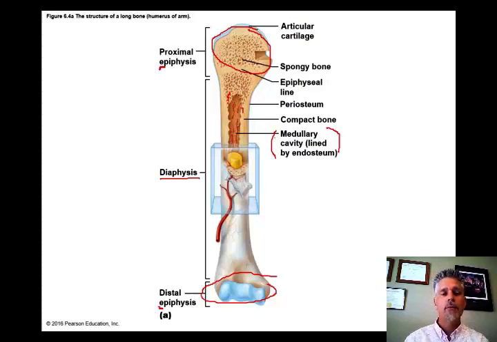And the open cavity that's in here is actually where we store some of that yellow marrow. In the spongy bone that we see out here, that's where we actually have red marrow, which is where the blood cells are produced. A couple other things that we'll see here. We have membranes associated with the bone. On the outside, we have a periosteum wrapping all the way around, and lining the inside, like lining the medullary cavity, we have an endosteum.